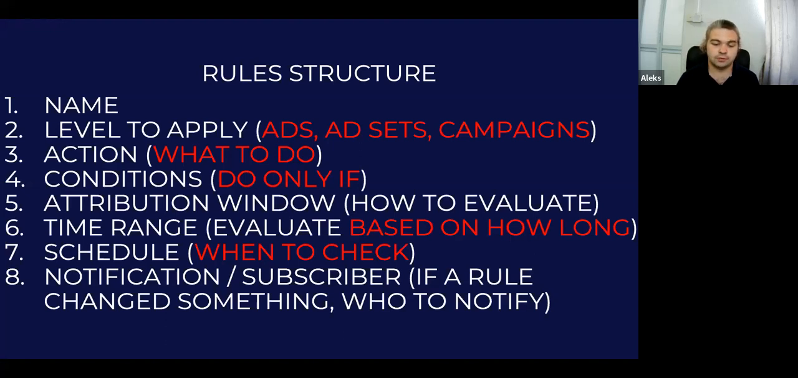Time range. So evaluate results based on how long, because we can get, let's say, CPC based on the last day, or CPC based on 1 week, or CPC based on 2 years. The values will be different, right? Because they will be averaged values. So this time range tells you how long the interval is that you are using to evaluate your value, which will later be used in condition number 4. Point number 4 is the condition to run and modify your campaign or ad set or ad. Then the schedule.